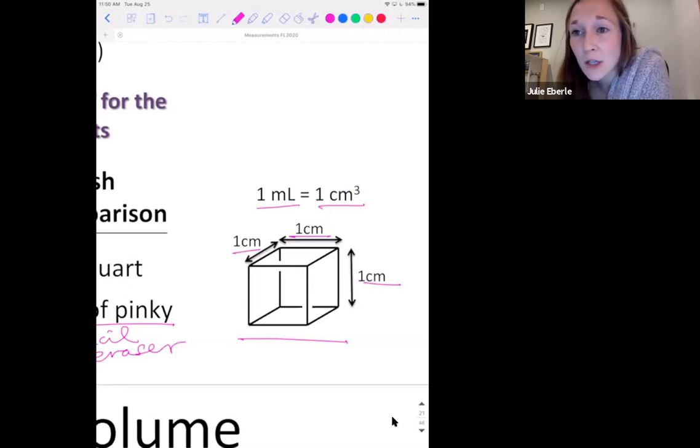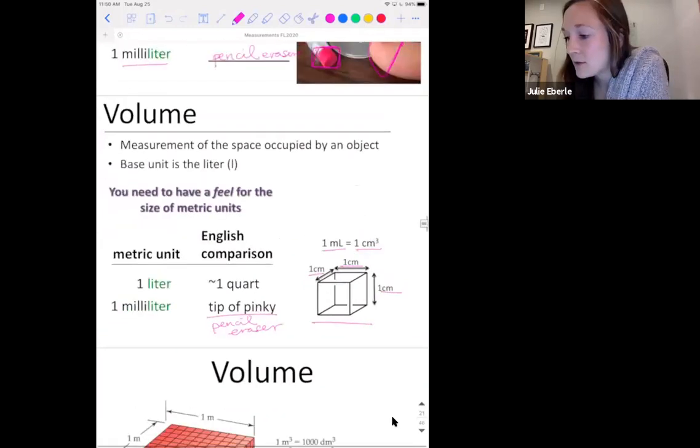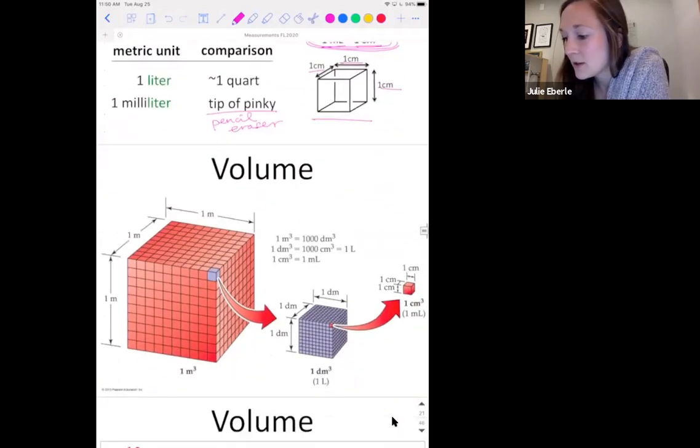This is especially going to be important when we talk about density. And Thursday, we're talking a whole lot about density. So know this relationship, 1 milliliter, 1 cubic centimeter. Know it, memorize it, say it in your sleep. Know it.